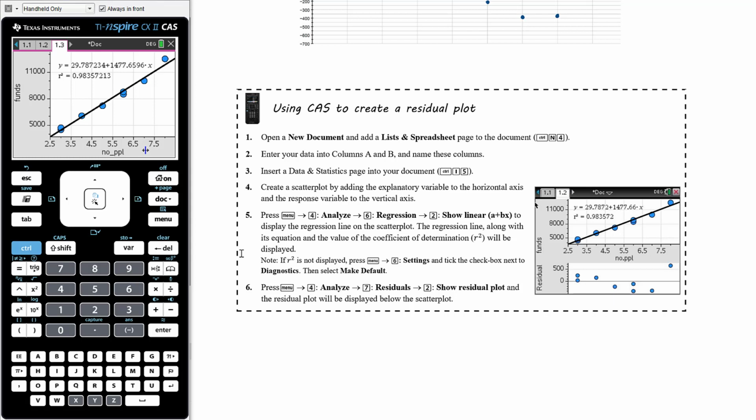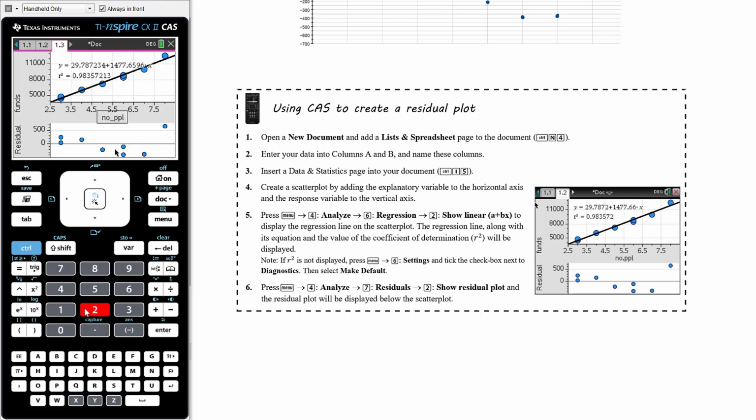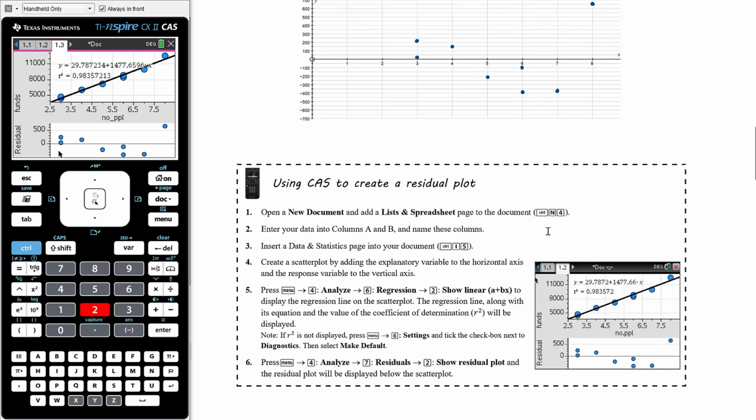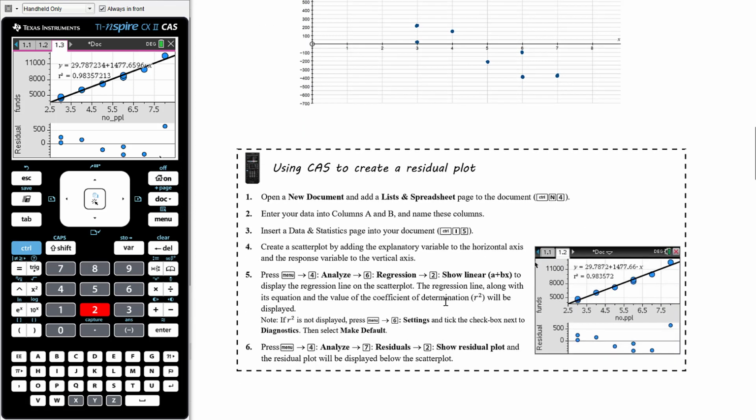Okay, so then what we can also do once we've got our scatter plot with our regression equation, again we want to press menu, analyze, so number 4, number 7, residuals, and we want to show the residual plot, number 2. And when we do that, we can see the residual plot down here, which should match what we've drawn over here. It's on a different scale, but yeah, the data points are pretty similar to what I'm seeing. So that's a way you can see your residual plot.